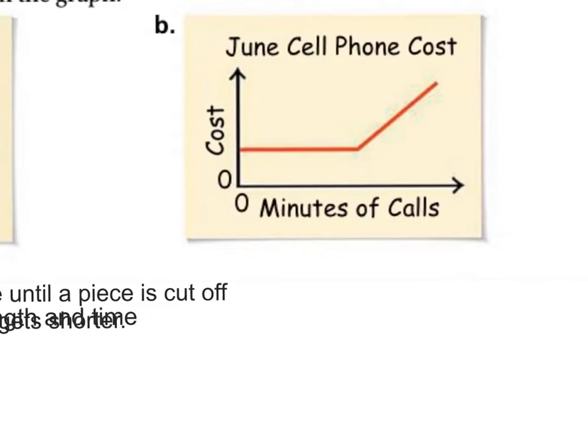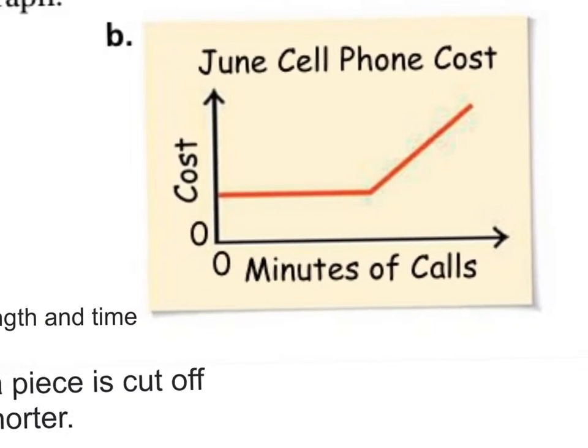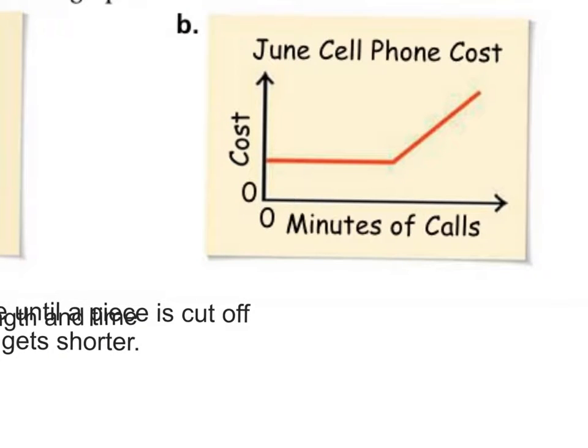For part B, we're looking at cell phone costs. What's happening here is the beginning part, the minutes are increasing, but the cost stays the same. And then we get to a point, and then the cost starts going up.